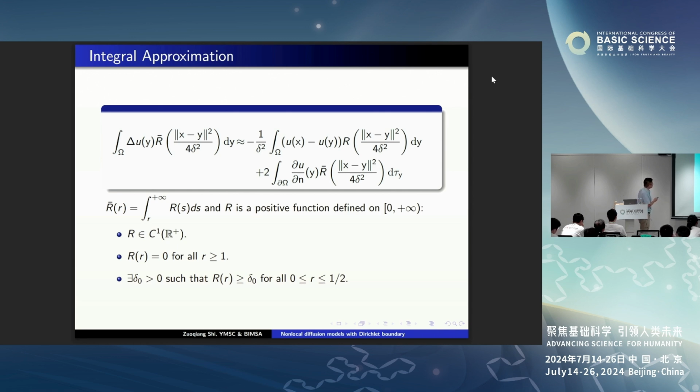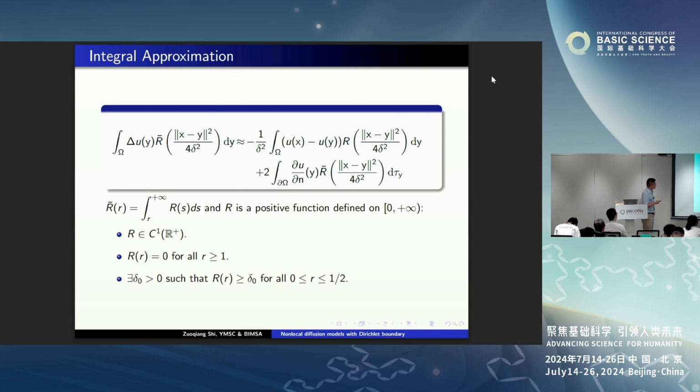Actually, this is the Laplacian operator, and R bar is one kernel function. A given kernel function R is another kernel function. It has this relationship. Actually, R bar is a primitive function of R, and we can get this integral approximation as delta goes to 0. This integral operator will converge to this one. As we can see, the first line is just the integral operator used in the graph Laplacian. But one important thing is that when there is a boundary, we also have this boundary term. Here is the normal derivative of the function u.